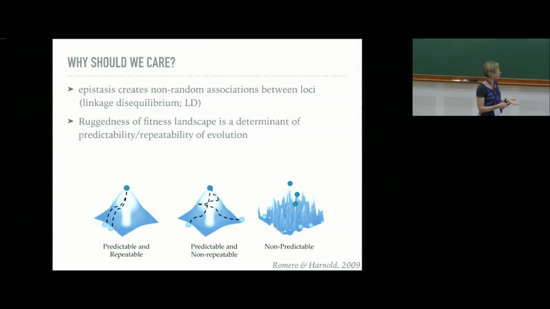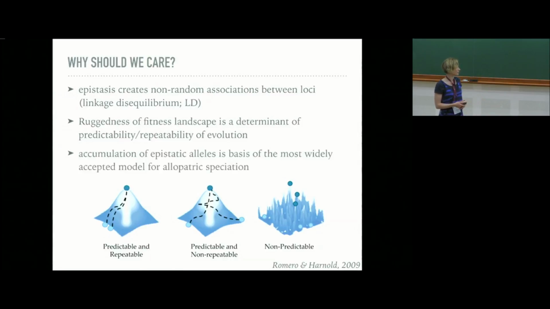Although in general, what you might expect is that if you have a lot of fitness peaks, then it might locally be more repeatable, because there are fewer different paths in the fitness landscape that you can take. These are the kinds of things we would like to know, and they are very dependent on how much epistasis there is. And then finally, the accumulation of epistatic interactions is the basis of maybe the most widely accepted model for speciation when populations are isolated. I'm going to get back to that in a couple of slides to explain a little more.